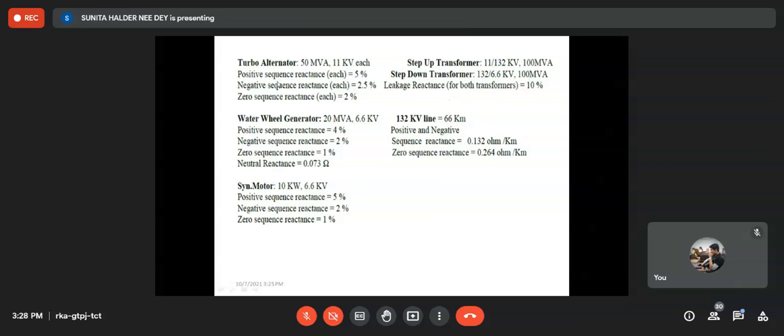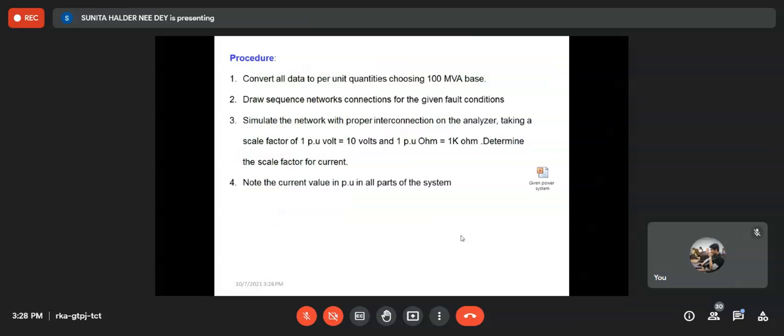But for the generators, they differ. For transmission lines, they differ. And for a general transmission line, zero sequence reactance is more than positive and negative sequence reactance. It can be seen from here. So if this information is available, then I hope you can convert it into the reactances of the different components when the base is 100 MVA. Anyway, I have given this in the PPT also.